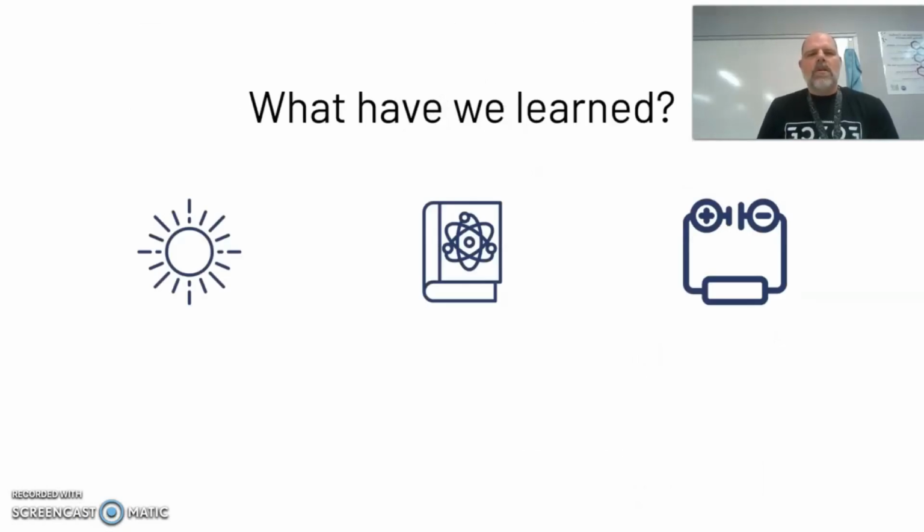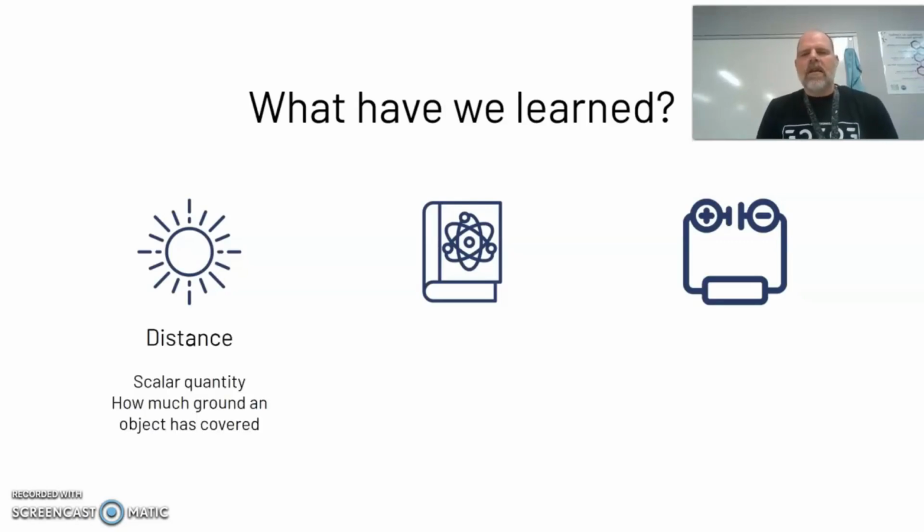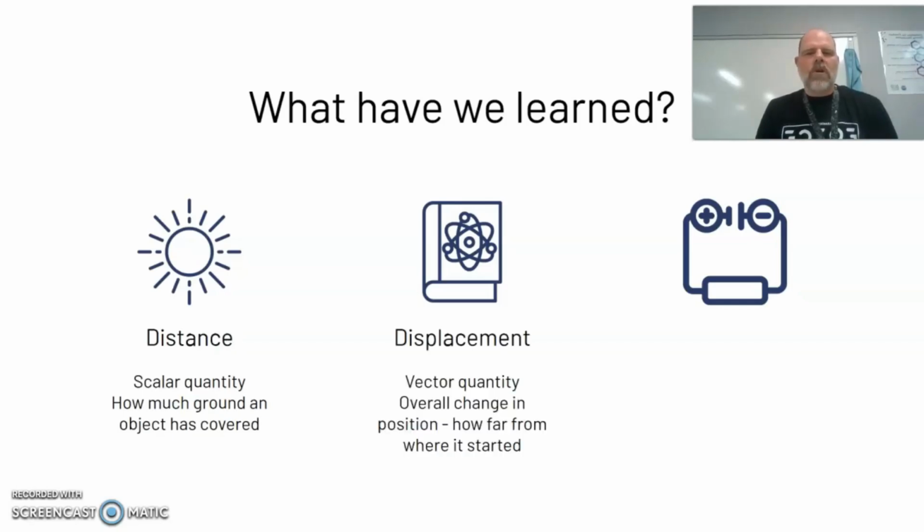Okay, so let's talk about what we've learned in this video. So we learned that distance is a scalar quantity, and it talks about how much ground an object has covered. Displacement, on the other hand, is a vector quantity, which is the overall change in position. So how far from where we started. And the equation for displacement equals final position minus initial position.